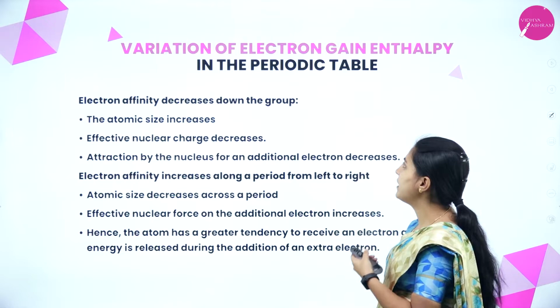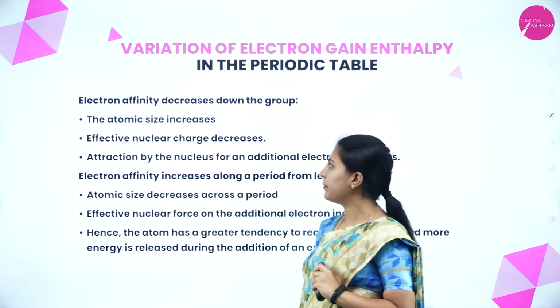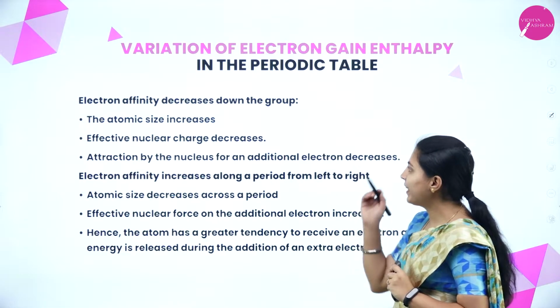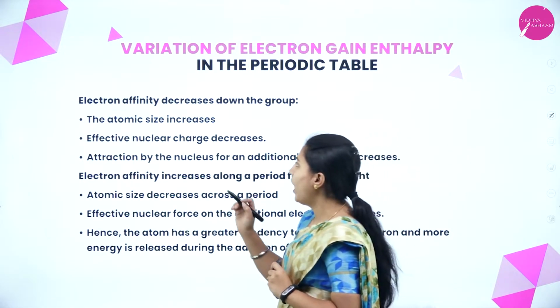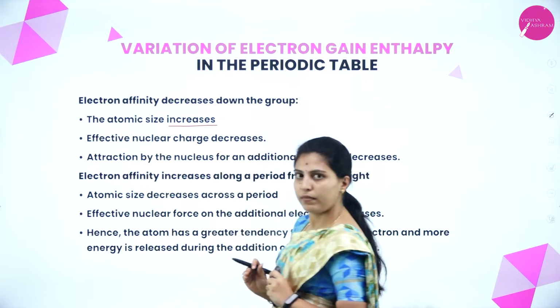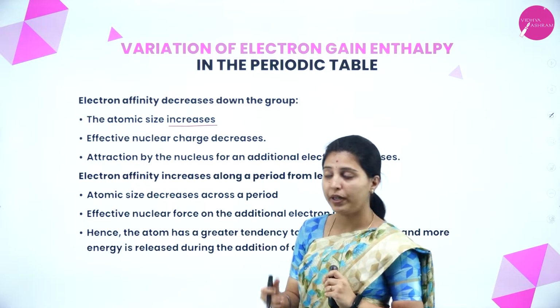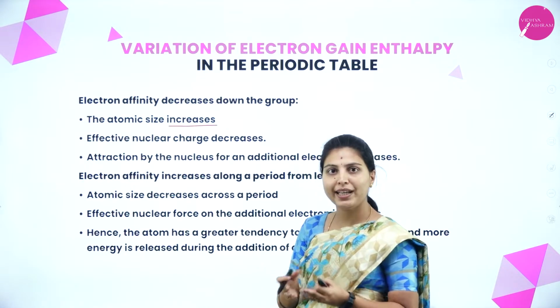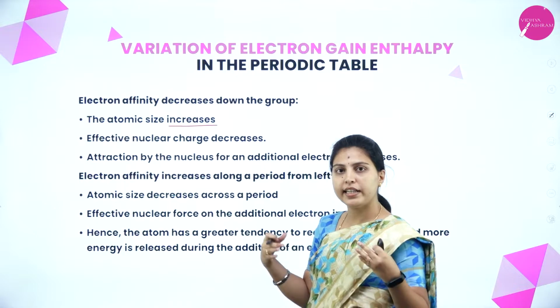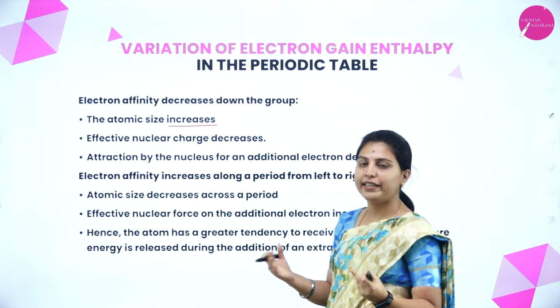Okay. Now we will see the variation of electron gain enthalpy in the periodic table. Electron affinity decreases down the group, due to the increase in atomic size. Anyhow, electron affinity is decreasing down the group. Why? Because atomic size is already getting increased, and if we add an electron, it increases again.